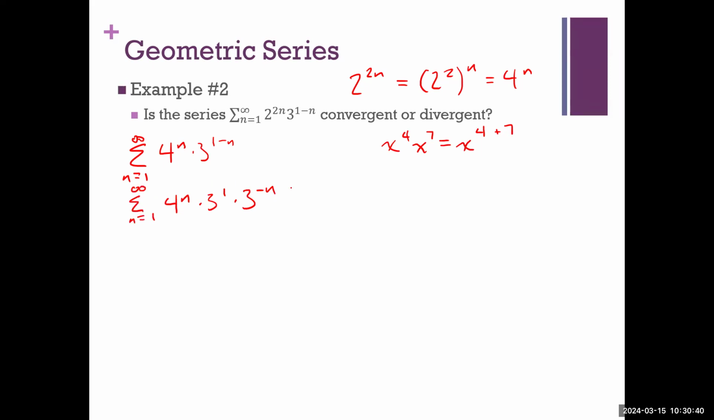Did that help? Is there anything else we can do? Divide by 3 to the n. Right, so I can make the negative exponent positive.